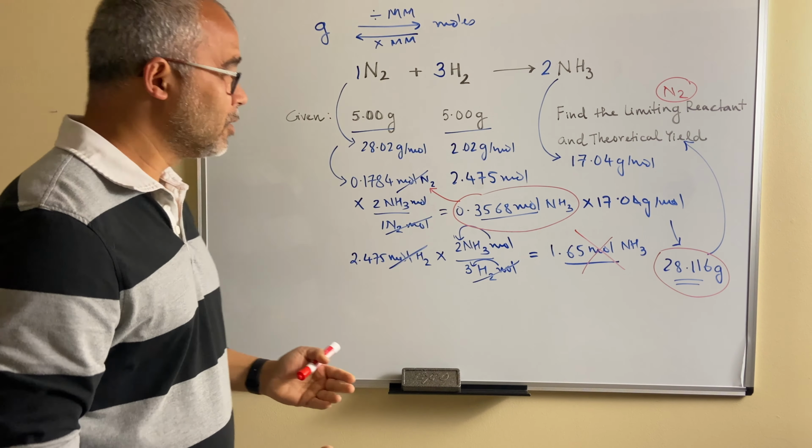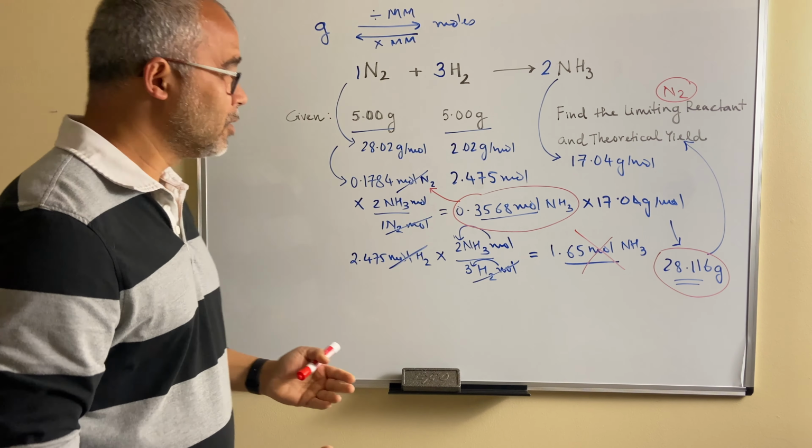So we can just visually first look at this and say, since hydrogen produced too much NH3, that hydrogen is going to be the excess reactant. Oftentimes you'll come across questions that ask you which one is the limiting and which one is the excess reactant. Well, this one is the limiting reactant, and that's the excess reactant. And then the question might say, how much excess?